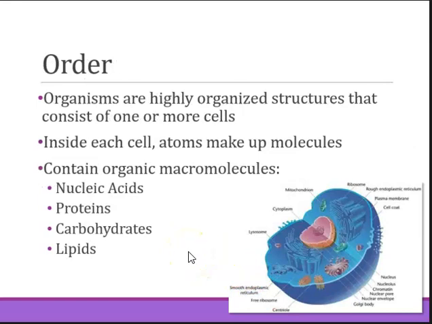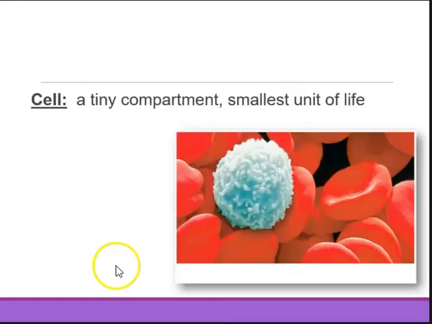Organisms are highly organized structures that consist of one or more cells. Inside each cell, atoms make up molecules. Cells can also contain organic macromolecules, which we'll talk about in Chapter 2. These macromolecules include nucleic acids, proteins, carbohydrates, and lipids. A cell is the smallest unit of life, and it is a tiny compartment made up of structures called organelles, and we'll talk about cells in another chapter.